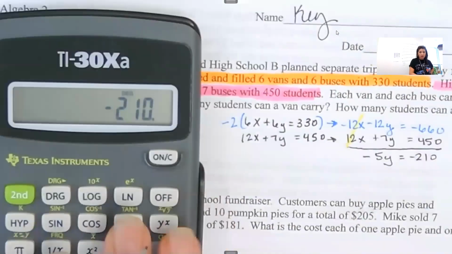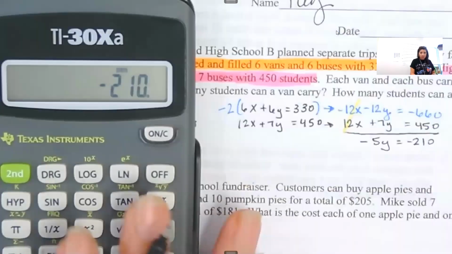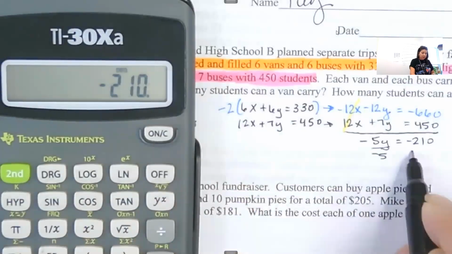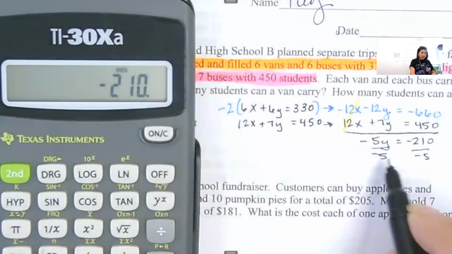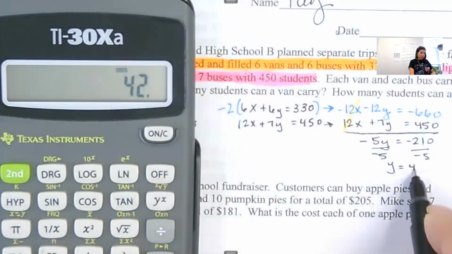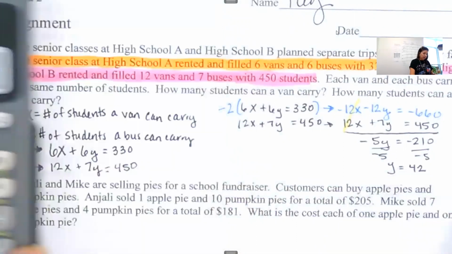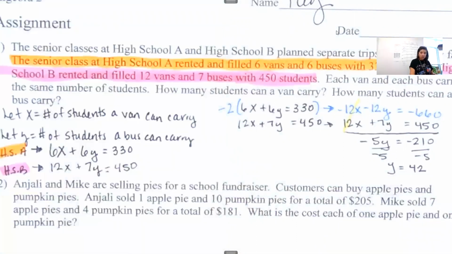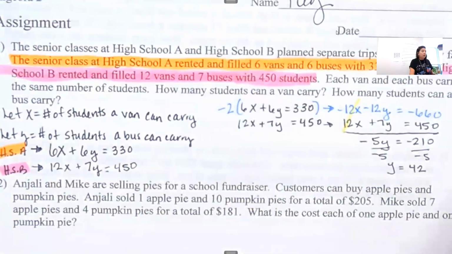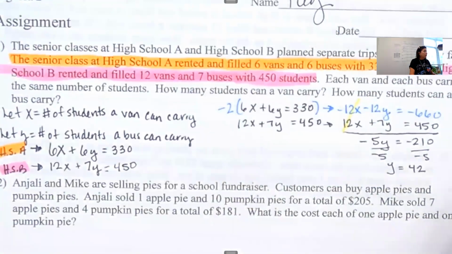Then we will divide by -5. So -5y divided by -5 is +y. -210 divided by -5 is +42. So what does that tell us? 42 is what? Number of students on one bus, right? So 42 students per bus.